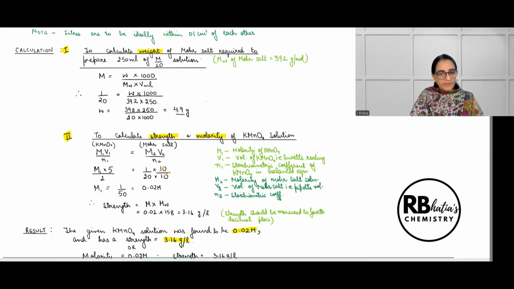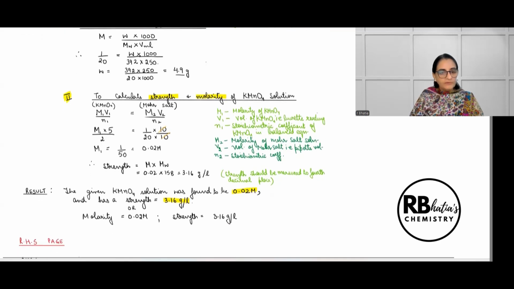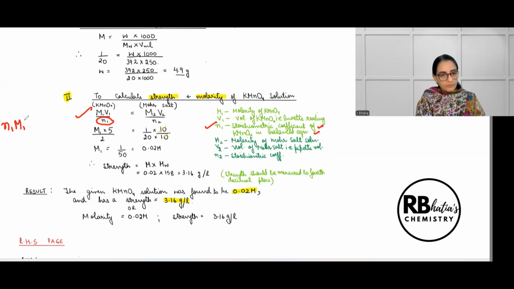Okay, once you've written this, the second part of calculations is to calculate the strength and molarity of KMnO4 solution. So you're going to use your equation M1V1/n1 = M2V2/n2. In this case, n1 stands for the stoichiometric coefficient in the balanced chemical equation, or you could also use N1V1 = N2V2, depending upon how you have been taught in your school or how you have written it in your copies.